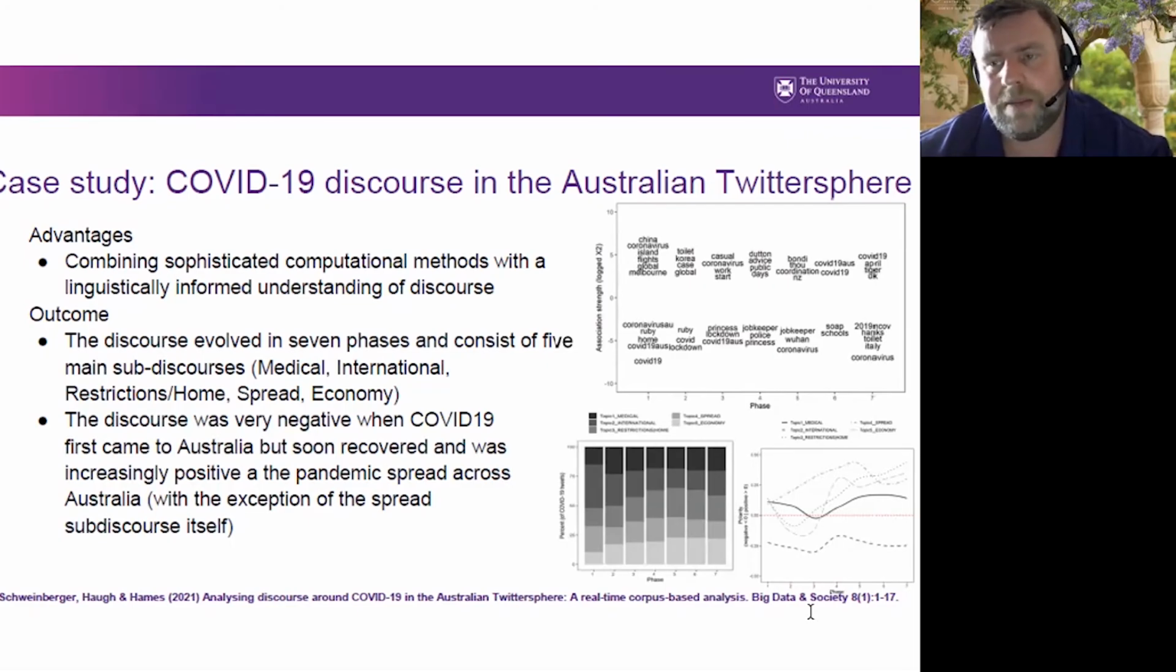Now, what was interesting about the discourse was that it was very negative when COVID entered Australia, but then it soon recovered, and people really showed that they thought we'd be able to deal with COVID. They were very positive in their attitude. The only topic that remained very negative was the spread of COVID, and that is quite natural, right? But you see that the emotional shifts should be analyzed topic specifically.